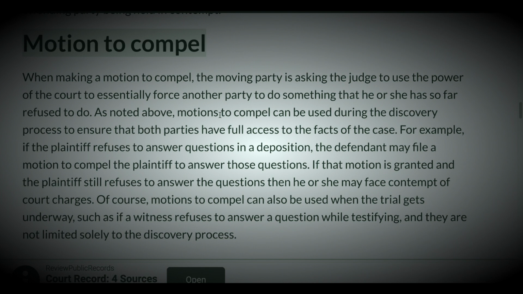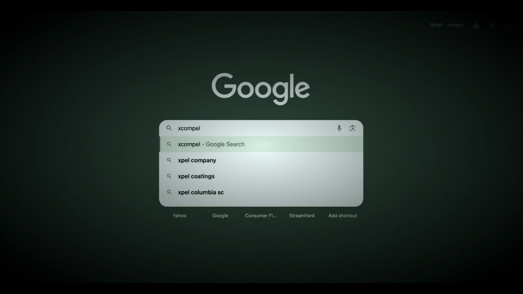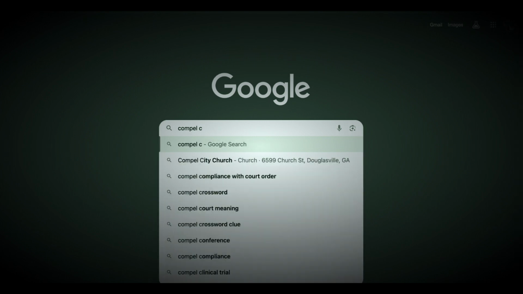It was like an order to compel. That's what it was called. An order to compel is what it was. And they were trying to force me. To compel means to force someone. Okay? That's what it means to compel. I'm gonna shut it down after I show y'all what I'm talking about.